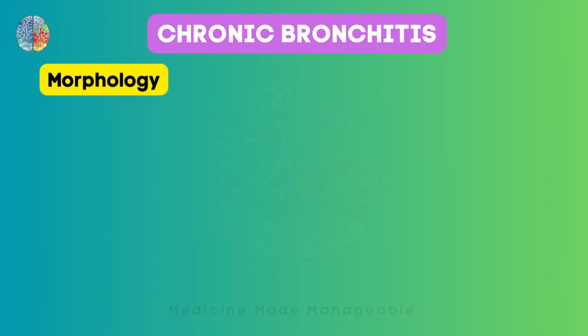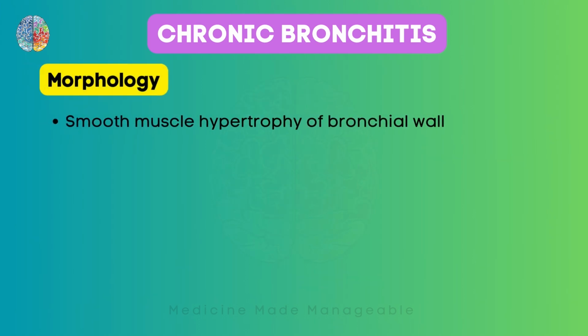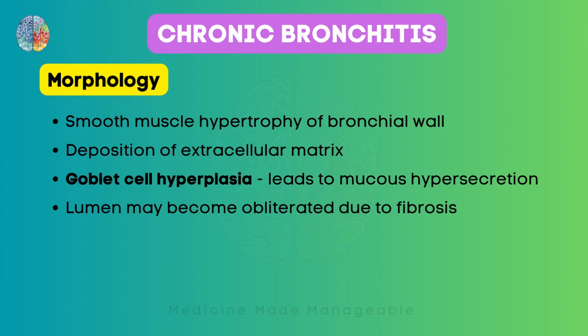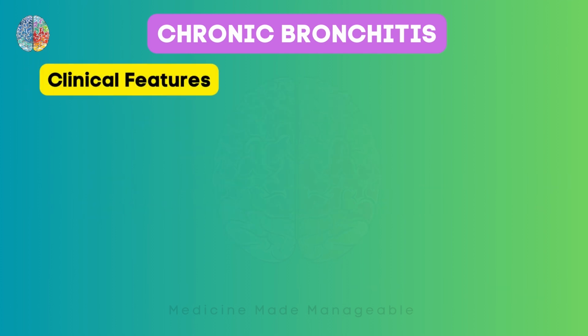Okay, now what else can we see in this condition? There will be hypertrophy of smooth muscles in the bronchial wall. There will also be deposition of extracellular matrix, and there will be goblet cell hyperplasia, which again will lead to mucus hypersecretion. And if this condition goes on for a long period of time, the lumen will become obliterated due to fibrosis. Now, what are the clinical features of this disease?